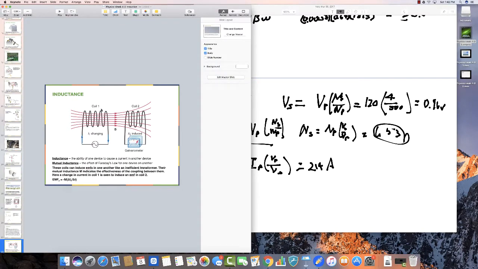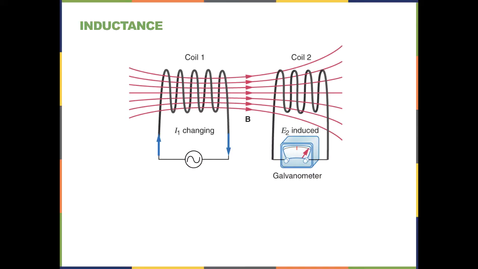Let's finish up by talking about induction. And inductance is actually the ability of one device, in this case coil 1, to cause a current in another device. Now obviously if you have current going through coil 1, it induces a magnetic field that goes through coil 2 and induces a current in coil 2, and that's inductance.